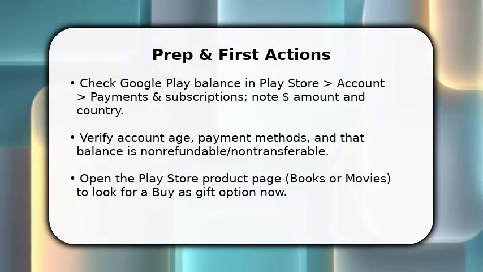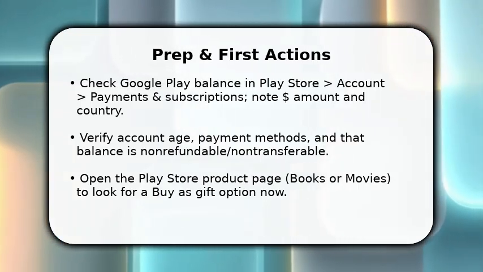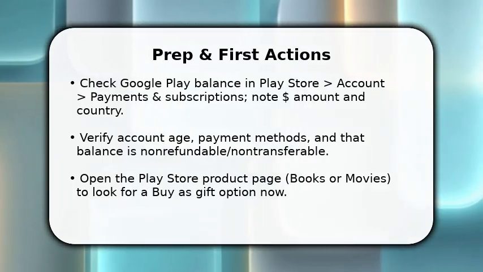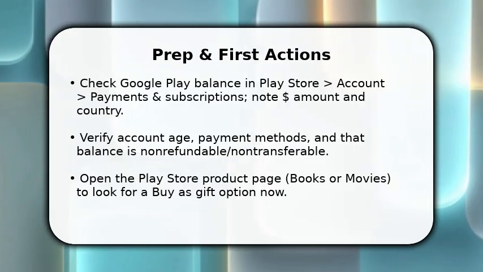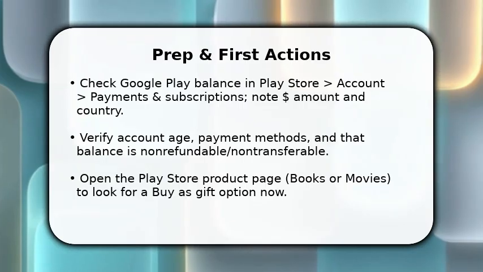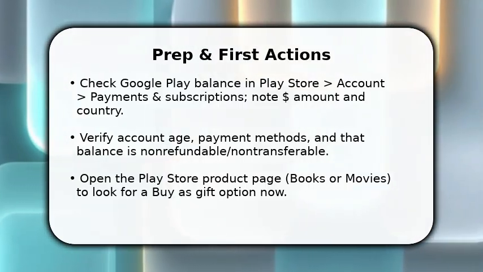You start by confirming your Google Play balance and account settings so you don't waste time. Once done, open the Play Store and navigate to the specific product category, books or movies, because those pages may offer a buy as gift flow. Make sure your account country and payment methods are correct. Google restricts transfers and direct conversions from balance.